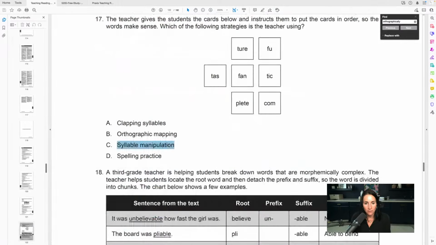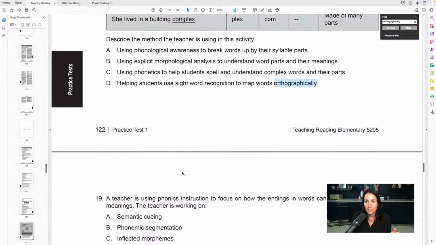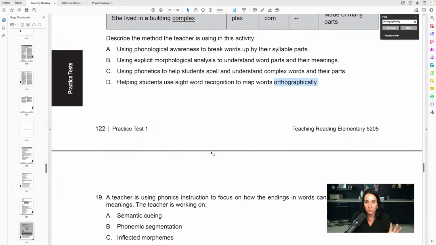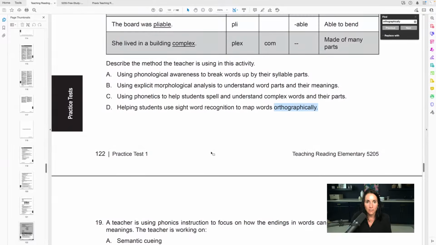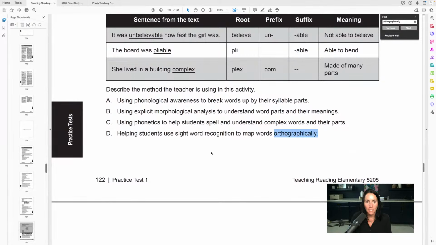Let's see here. I think I've got another one. Oh, here's one that encompasses, sorry, it's going too far. Give me 1 second. Here's one that encompasses morphology and orthographic. So right here, we wouldn't choose orthographic because look what we're doing here. We are taking the root, believe, unable, and we are breaking them up by prefixes, suffixes, and roots.